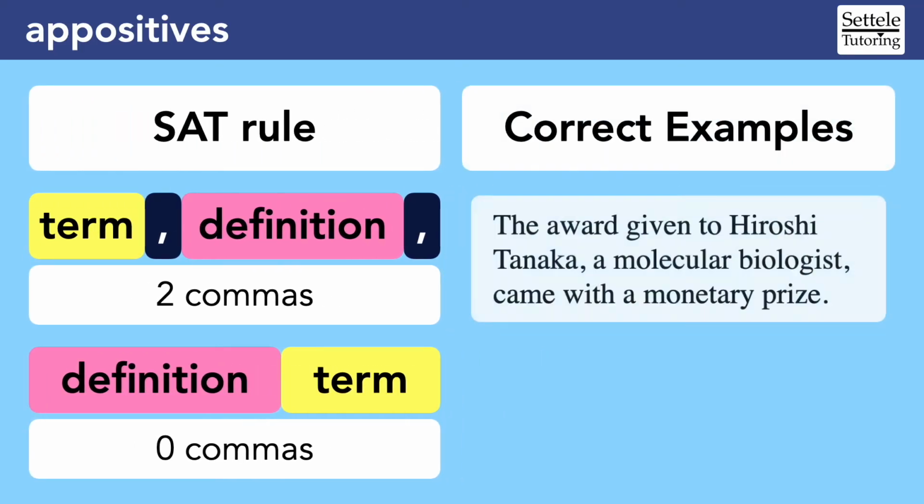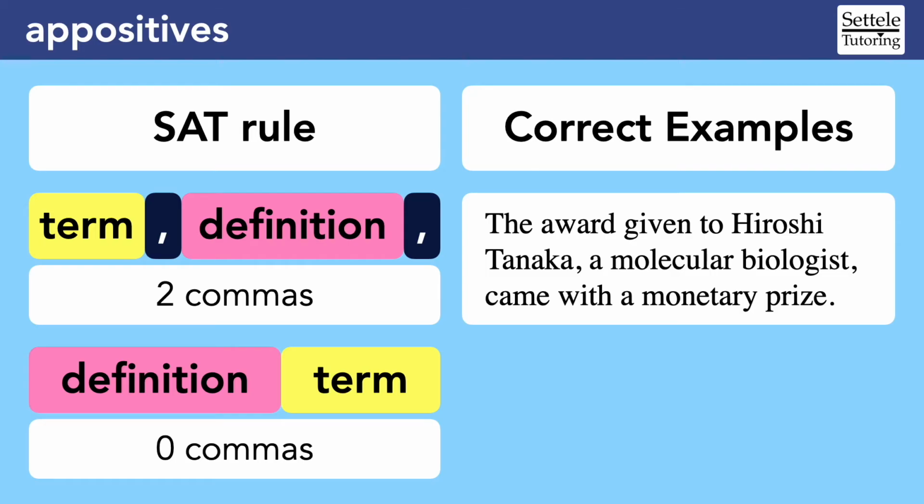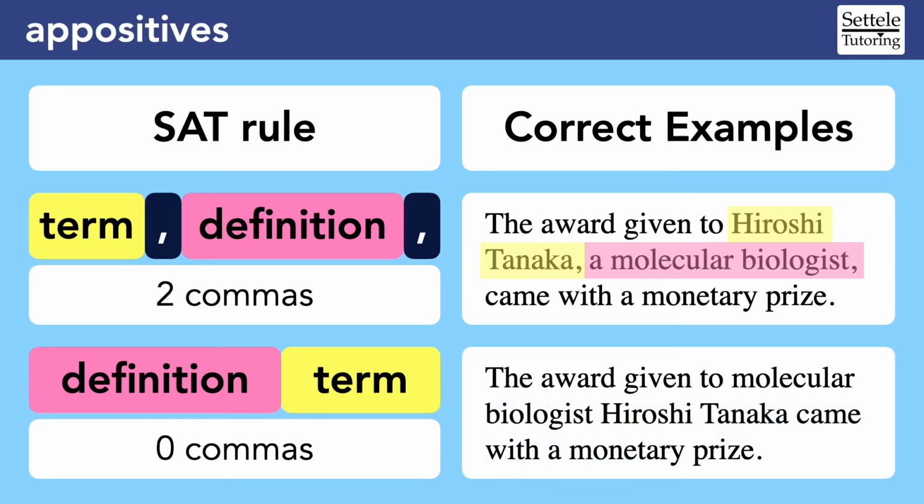This first sentence is similar to the one we started this lesson with. The award given to Hiroshi Tanaka, a molecular biologist, came with a monetary prize. The more specific term is the name Hiroshi Tanaka. The sentence defines him as a molecular biologist. Since the term came before the definition, we use two commas to separate the definition from the rest of the sentence.